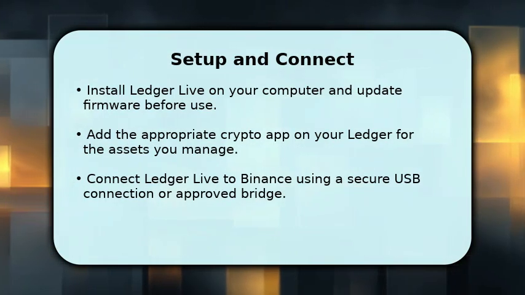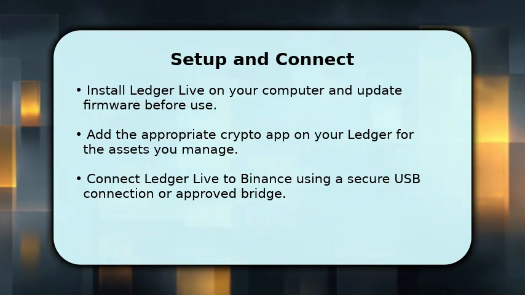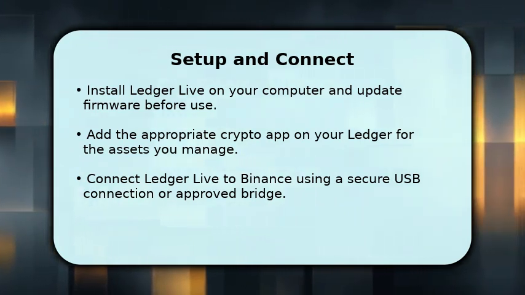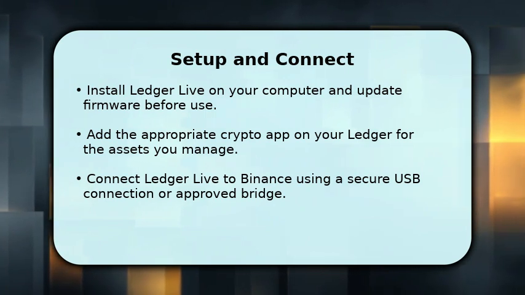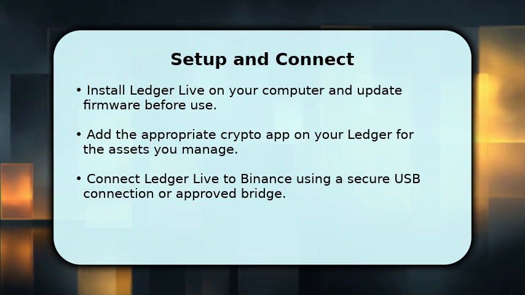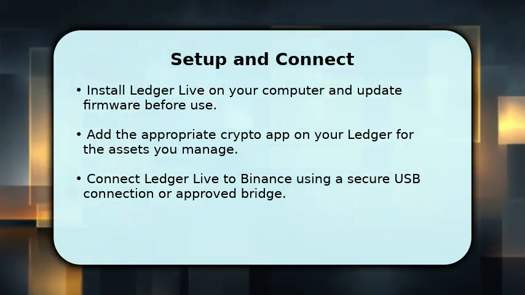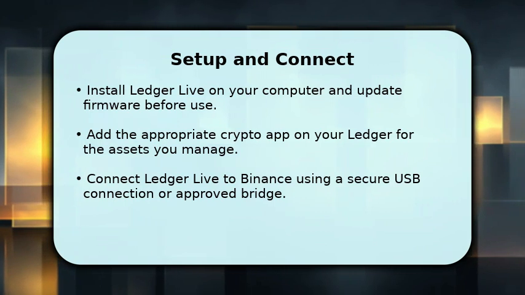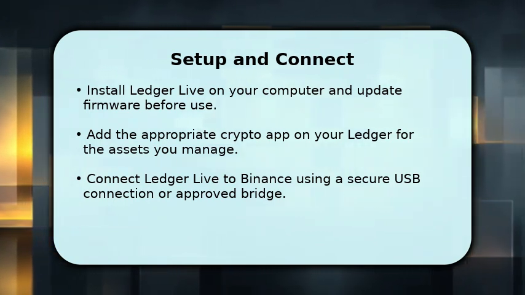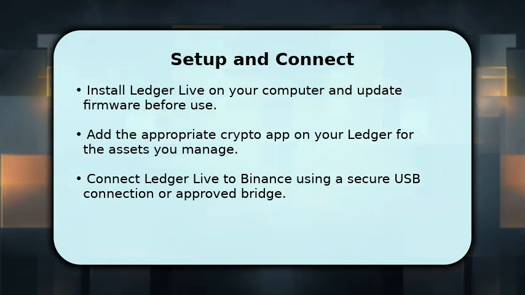Start by installing Ledger Live and updating both the Ledger device and app to the latest release for security. Add the specific crypto apps you need, like Ethereum or BNB, and confirm each app opens on the device. Use a secure USB connection or a trusted bridge to link Ledger Live with Binance, then follow prompts to authorize account access. These steps protect your keys while making management simple and safer.